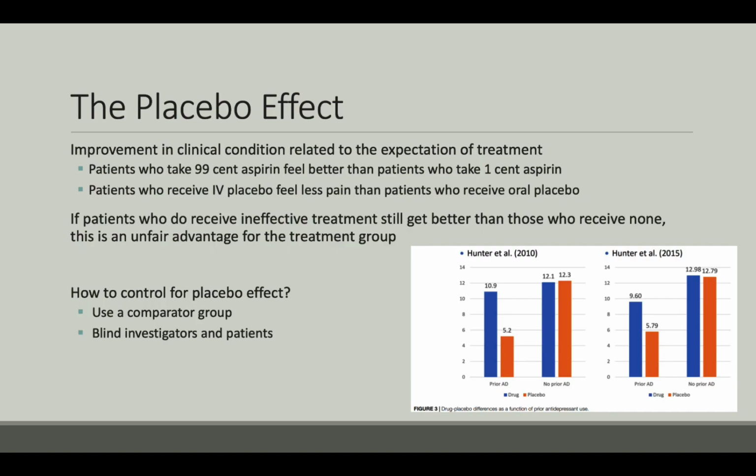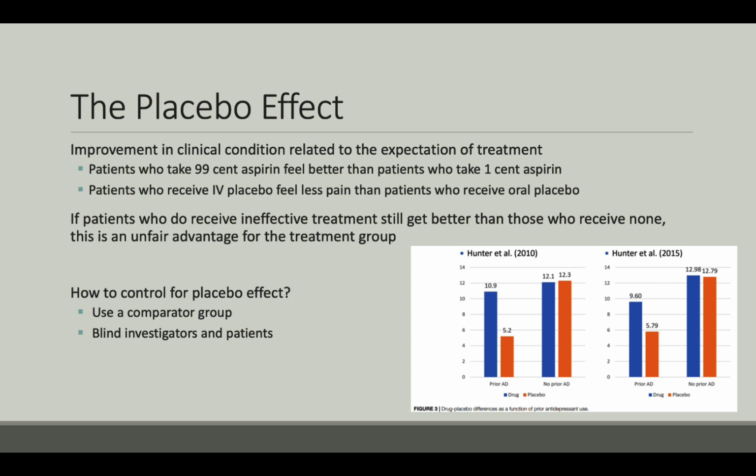Finally, control groups can help us control for the placebo effect. The placebo effect is an improvement in a patient's clinical condition related to the expectation of treatment. If patients naturally feel better when they take tablets, then we will never know if their improvement is related to the treatment or the placebo effect.